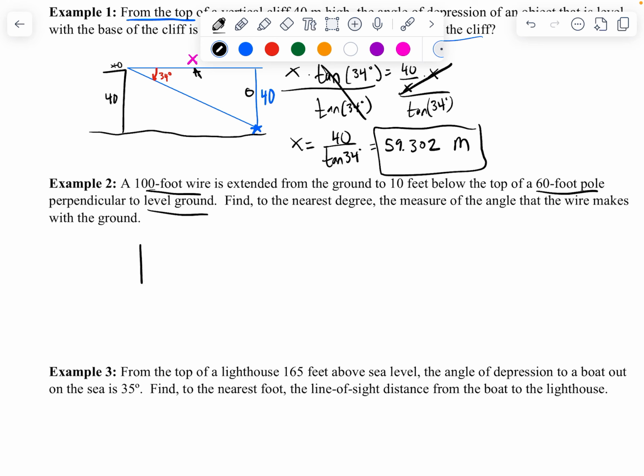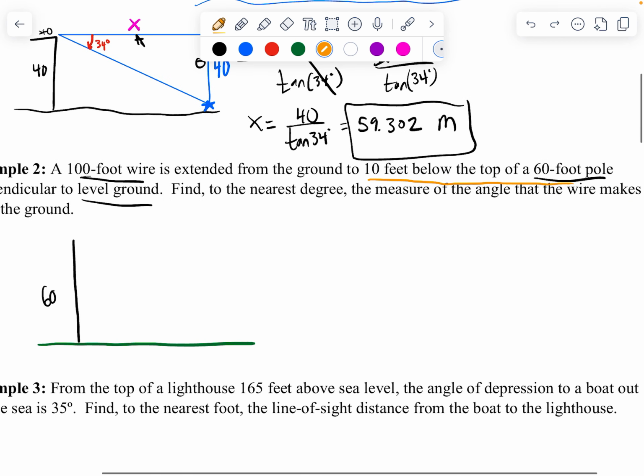So we have the pole. The pole is 60 feet off the ground. We have the ground. Let me do this in a separate color, right? And then we have a wire that is extending 10 feet below the top of the pole to the ground. Okay, so the wire should be connecting to the pole and connecting to the ground, right? That's going to be the hypotenuse of your triangle.